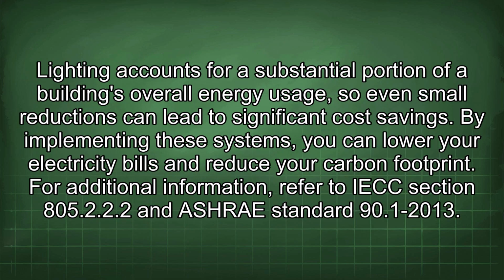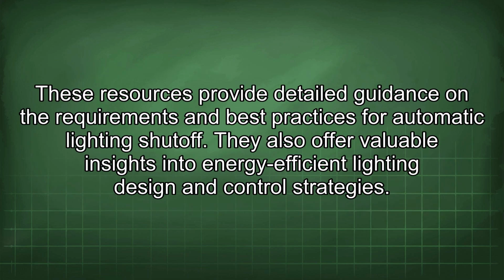Lighting accounts for a substantial portion of a building's overall energy usage, so even small reductions can lead to significant cost savings. By implementing these systems, you can lower your electricity bills and reduce your carbon footprint. For additional information, refer to IECC Section 805.2.2 and ASHRAE Standard 90.1-2013. These resources provide detailed guidance on the requirements and best practices for automatic lighting shutoff. They also offer valuable insights into energy-efficient lighting design and control strategies.